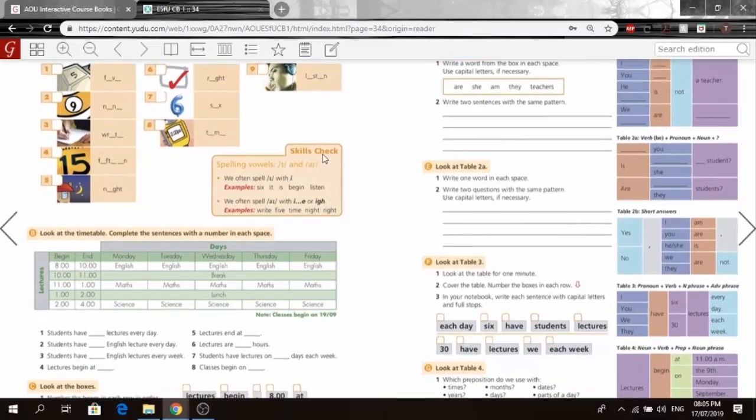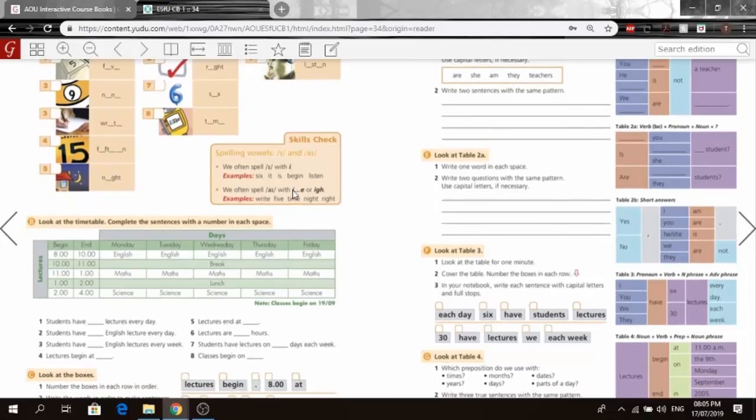Now let's go to skills check here. Spelling vowels I and AI, okay? So we often spell I with I. So 6, it is, begin, and listen, okay? See, normal I. And we often spell that AI with IE or IGH. So for example, write 5, time, you see, I and E at the end, all those silent E's. So write 5, you see there's, I don't say 5E, I say 5. Time, not timey, so time, night, right, okay? Compared to 6, it is, begin, listen, right?